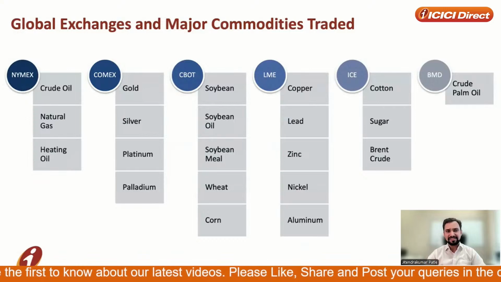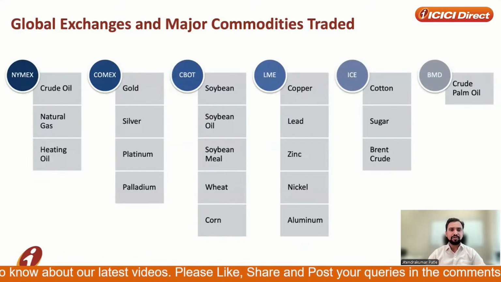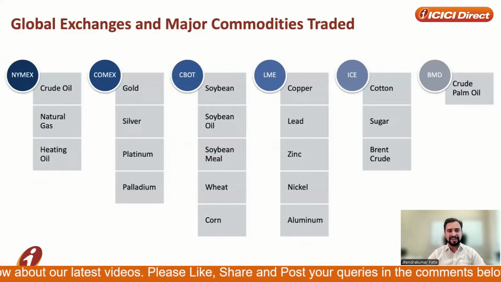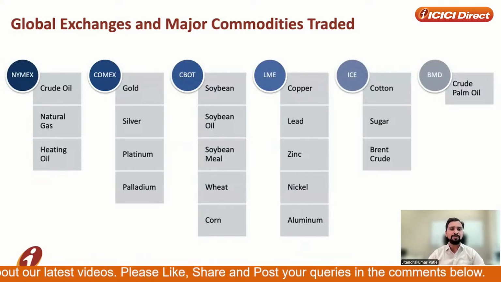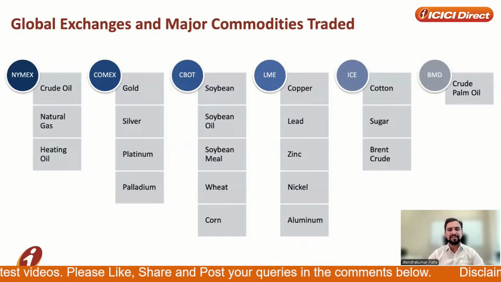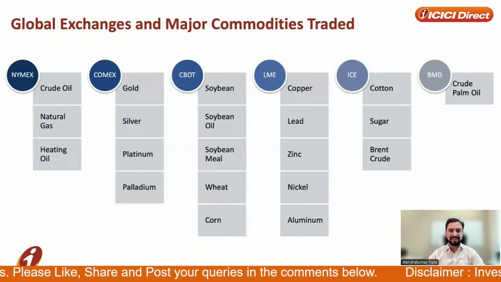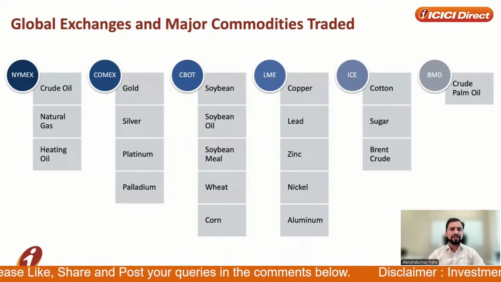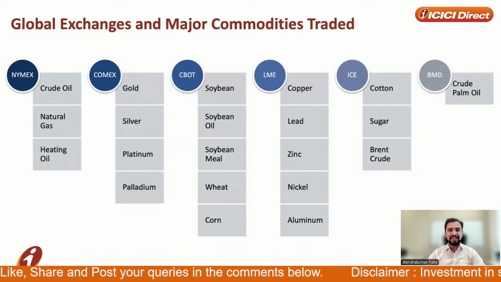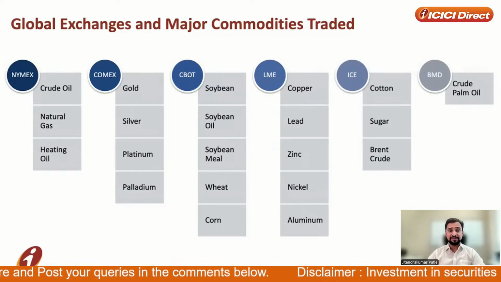The NYMEX. We are talking about the US and NYMEX, where all energy like crude oil and natural gas are highly traded and prices are derived from those exchanges. Similarly, COMEX, where gold and silver are traded, and prices of gold and silver in India also derive from the COMEX. There is an exchange, CBOT, where majorly the agriculture commodities are traded and prices of those commodities are derived from there.